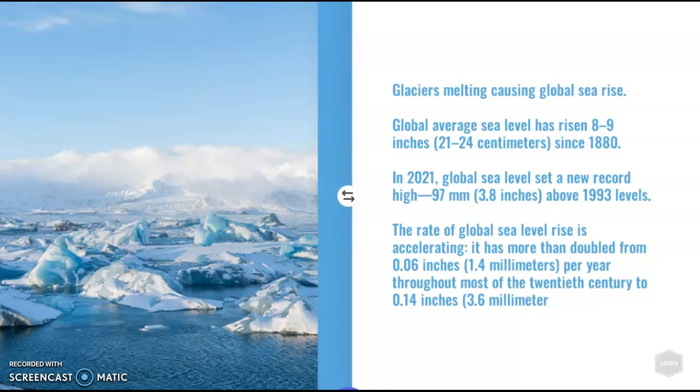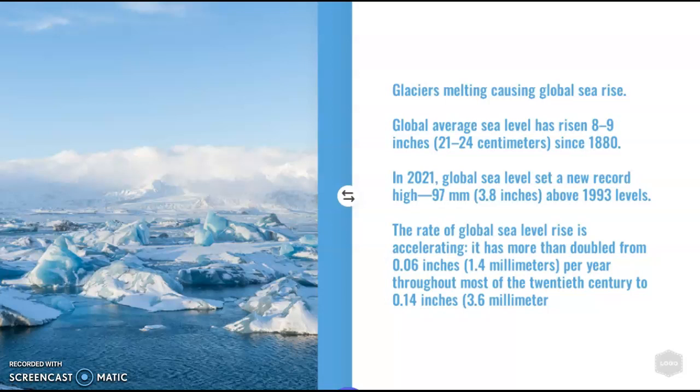I have provided two examples of this, first being sea level rise and ocean warming. The first example of this is glaciers melting and sea levels rising globally. Global mean sea level has risen about 8 to 9 inches, 21 to 24 centimeters, since 1880. The rise in water level is mostly due to a combination of meltwater from glaciers and ice sheets and thermal expansion of seawater as it warms.